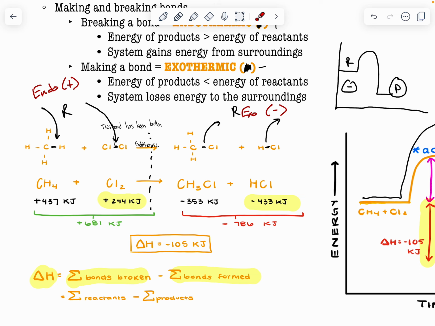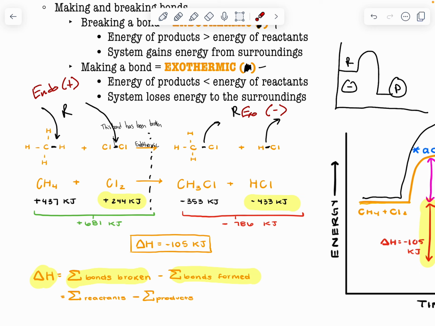So we know when CH3Cl, when those bonds form together, we are going to release 353 kilojoules of energy, but it is going to be a negative value because it is an exothermic reaction. Exothermic reactions are negative, and that means we are releasing this energy from the bond back out into the surroundings. Same concept goes here for HCl. When hydrogen and chlorine bind together, when that bond is formed, we are going to release 433 kilojoules of energy, which will be a negative value because we are releasing it from the system back into the surroundings.